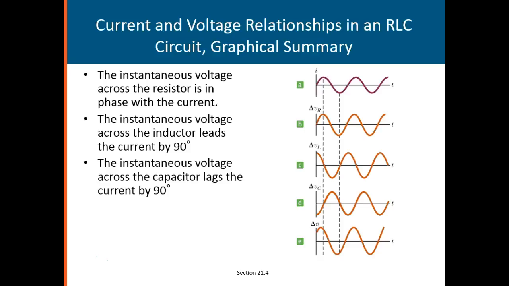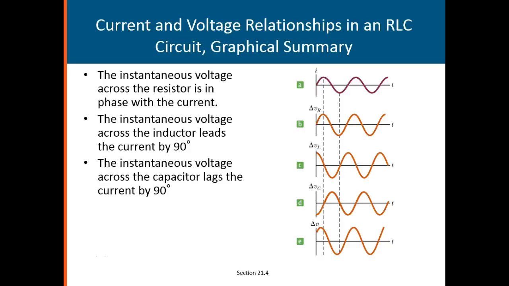here's what's happening. The instantaneous voltage across the resistor is in phase with the current. So this is the current here. The magenta line, the purplish line, the reddish line, whatever you want to call that, there's your current, right? It's sinusoidal, that's a sine curve. Perfect sine curve, right? Okay. The delta V, instantaneous voltage across the resistor, is in phase with that current. It maxes at the same time, zeros at the same time, minimums at the same time, everything at the same time. Make sense? Okay?